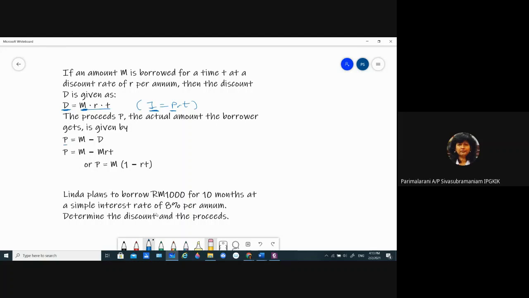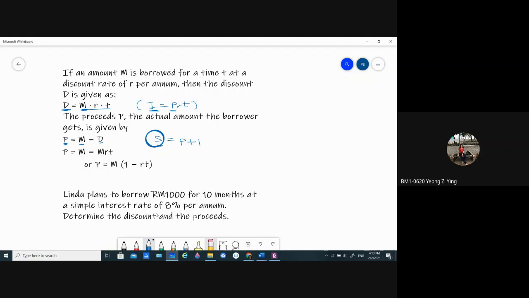Now because you go back with less, it's M minus D. Minus the discount. Just now it was S equals P plus I, which is the amount that you must pay at the end. Here you go home with this amount: the total amount minus the discount.